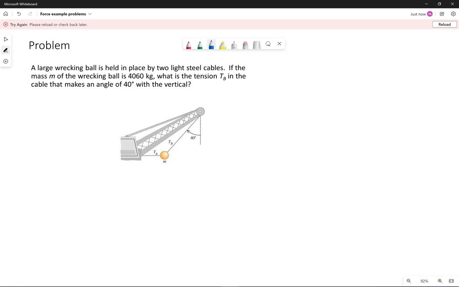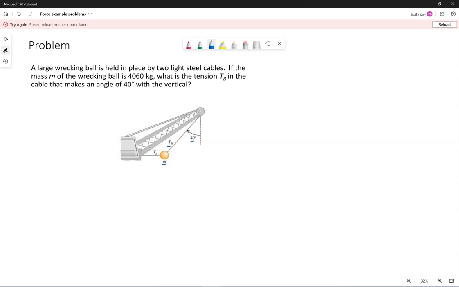One last example before moving on. We have a large wrecking ball. It has a mass M. Notice in the picture their M is labeled, so that sphere is the wrecking ball. We know the mass. It's asking us for tension B in the cable that makes an angle of 40 degrees with the vertical. That 40 degrees is shown here.